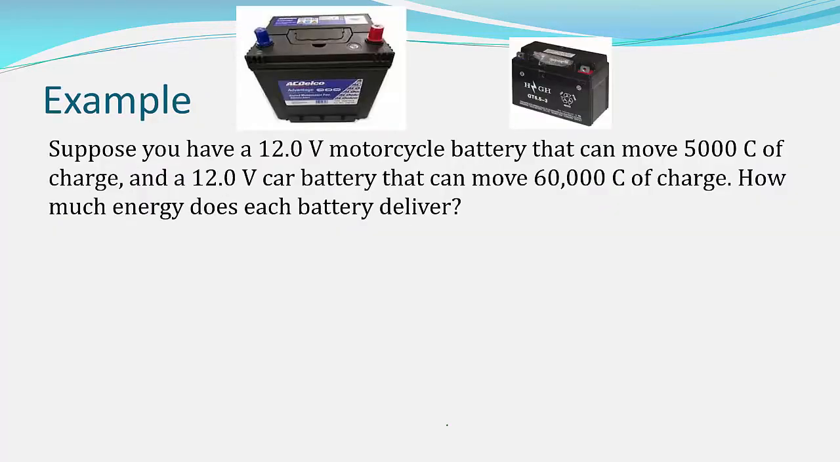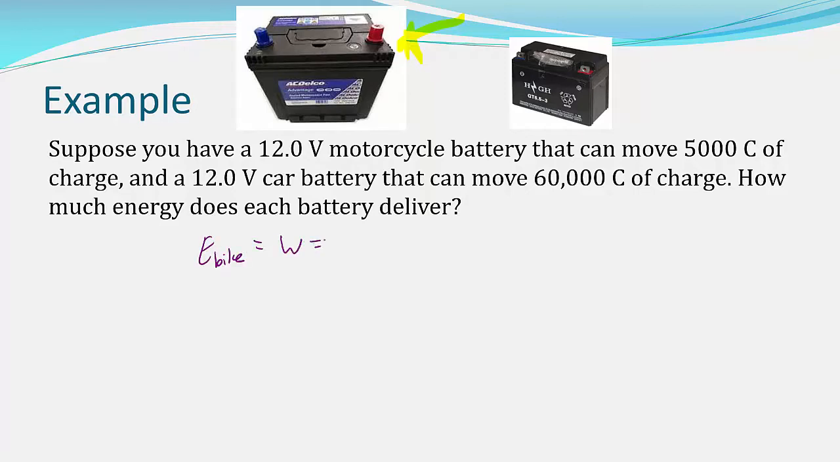Let's just say that you have a 12-volt motorcycle battery. If you put a voltmeter to it, it gives you 12 volts, and it can move 5,000 coulombs of charge. Next to it, we have a car battery. A car battery is a bigger battery, and that battery is also 12 volts, but it has the capability of moving 60,000 coulombs of charge. From this, we can easily figure out how much energy each battery will be able to produce. So have a go at that, pause it and have a go, and then I'll see you on the other side. Let's start off with the bike battery.